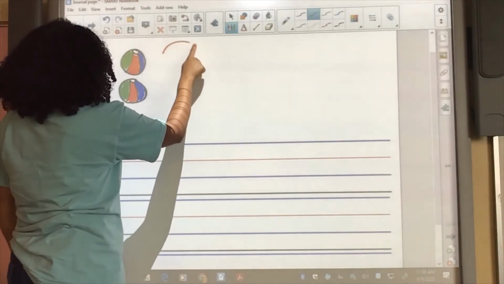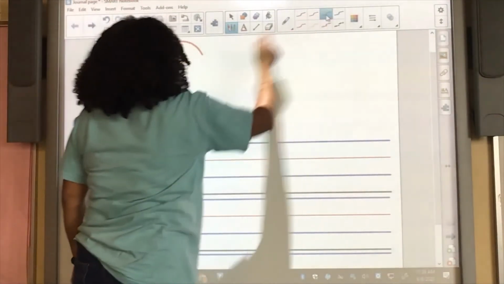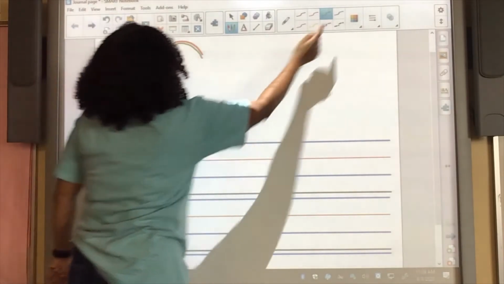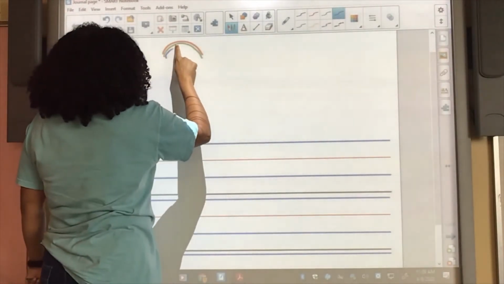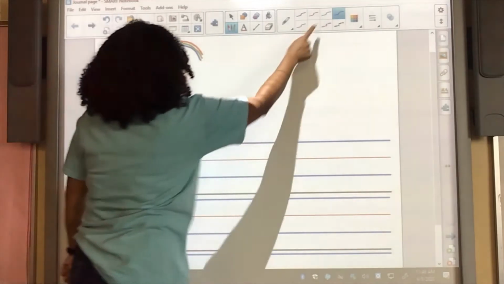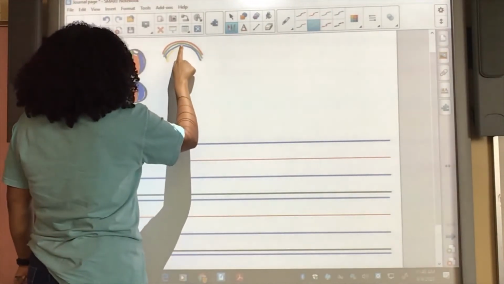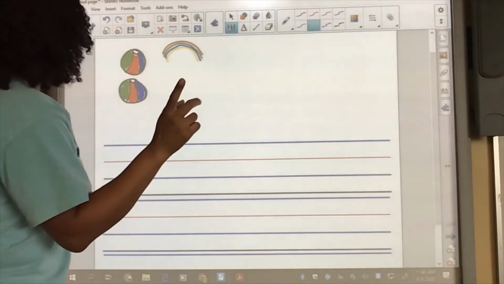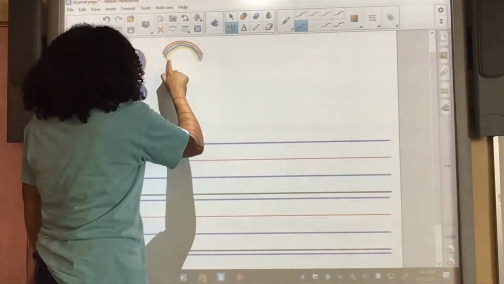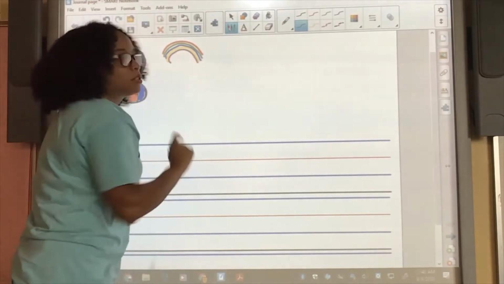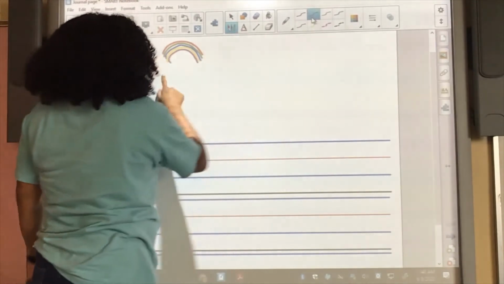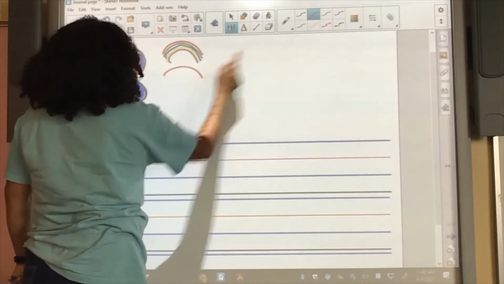So first, I'm going to use red. So here's my red. Then I'm going to do green and blue, yellow. That looks like a good rainbow, yeah? Oh, do I have purple? I need to add purple. So that's my first rainbow, but we want to do 4 rainbows. So that's the first rainbow.